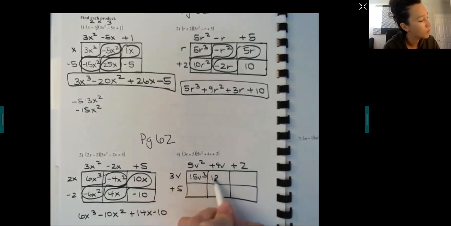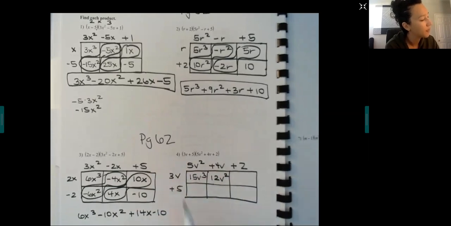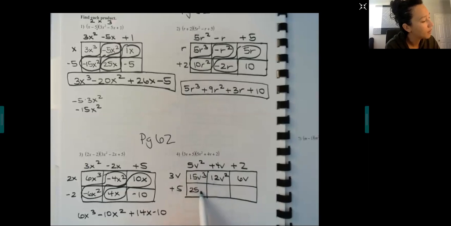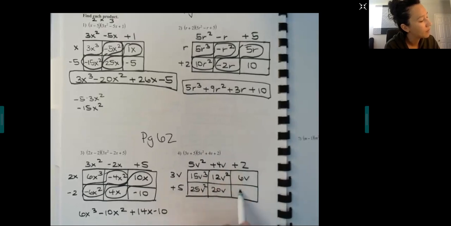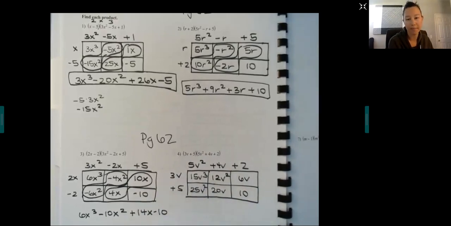And then we have 3v times 4v. 3 times 4 is 12. V times v, that's 2 v's, so v squared. 3v times 2 is 6v. 5 times 5 is 25, and there's a v squared. 5 times 4v is 20v, and 5 times 2 is 10. Any questions how I got any of those values in the boxes?